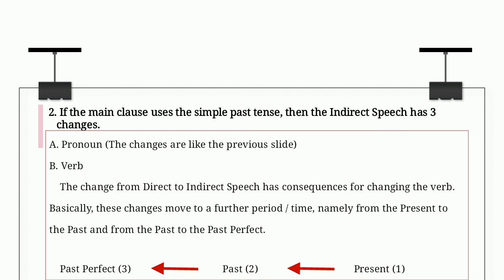The second rule is if the main clause uses the simple past tense, then the indirect speech has three changes. A. Pronoun. The changes are like the previous slide that I told you before. B. Verb. The change from direct to indirect speech has a consequence for changing the verb. Basically, this change moves to a further period of time, namely from the present to the past and from the past to the past perfect.